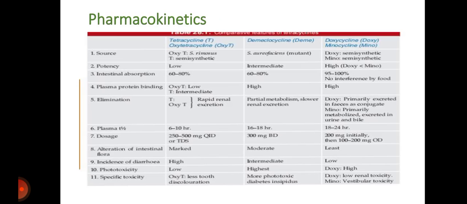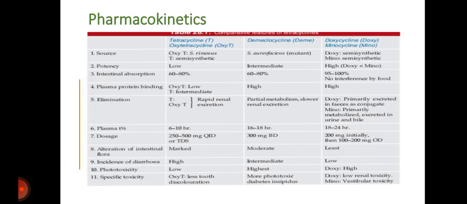Intestinal absorption is 60 to 80% for tetracycline and oxytetracycline, which is similar to demeclocycline, also 60 to 80%, and 95 to 100% for doxycycline and minocycline, which is not interfered with by food. Okay, absorption of doxycycline and minocycline is not interfered with by food.